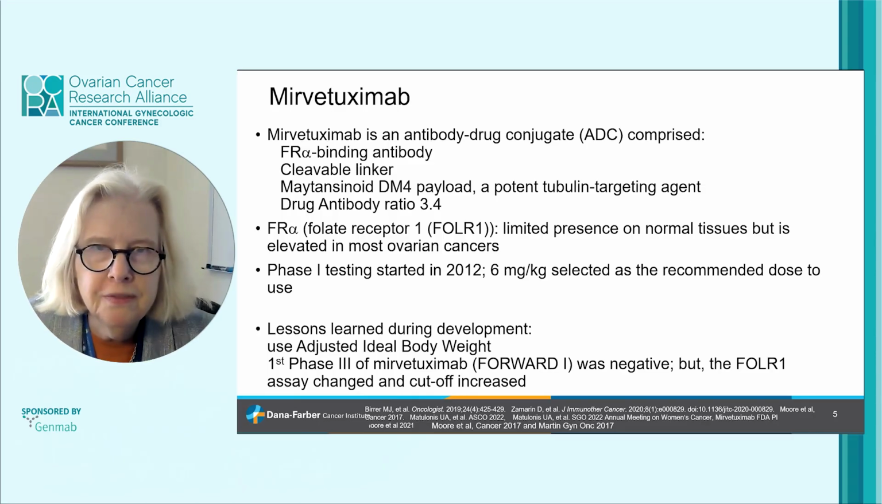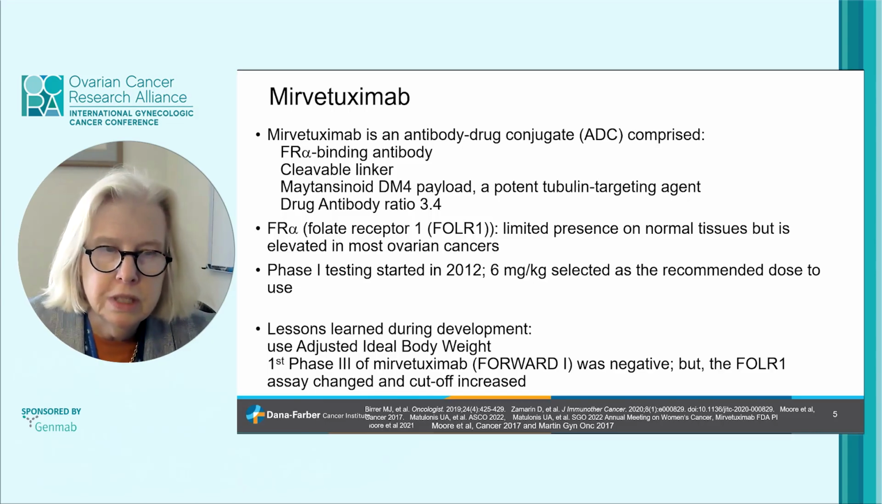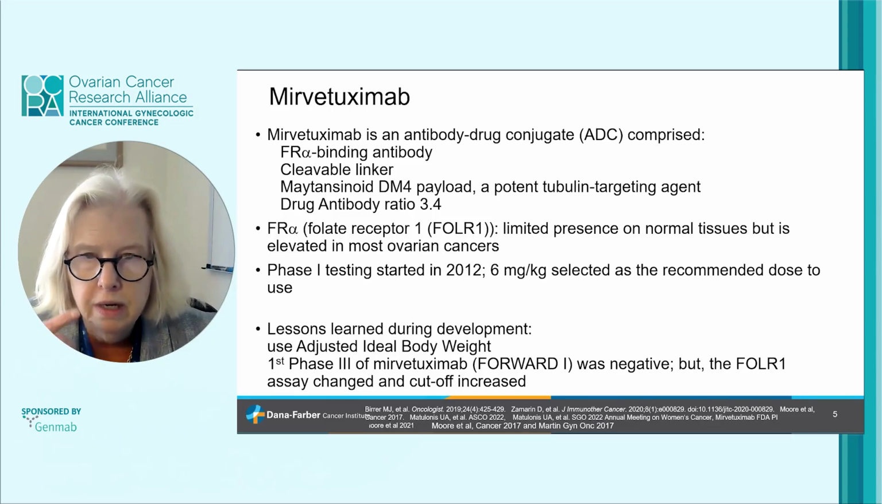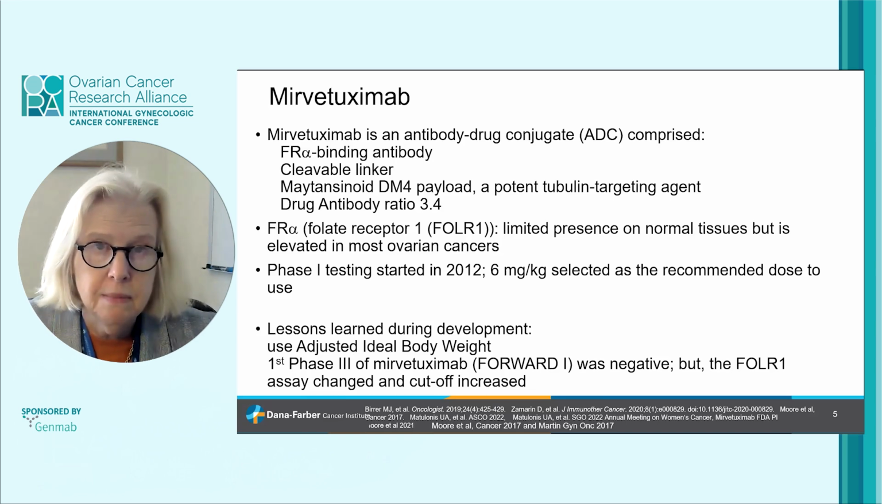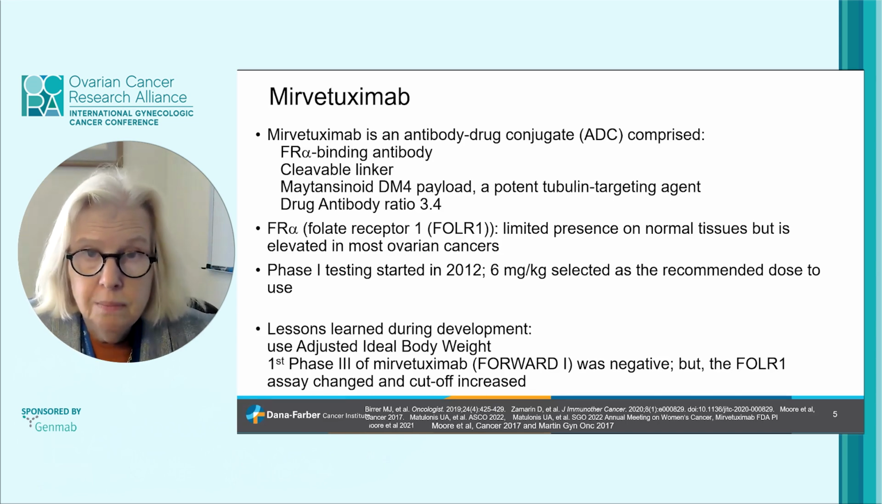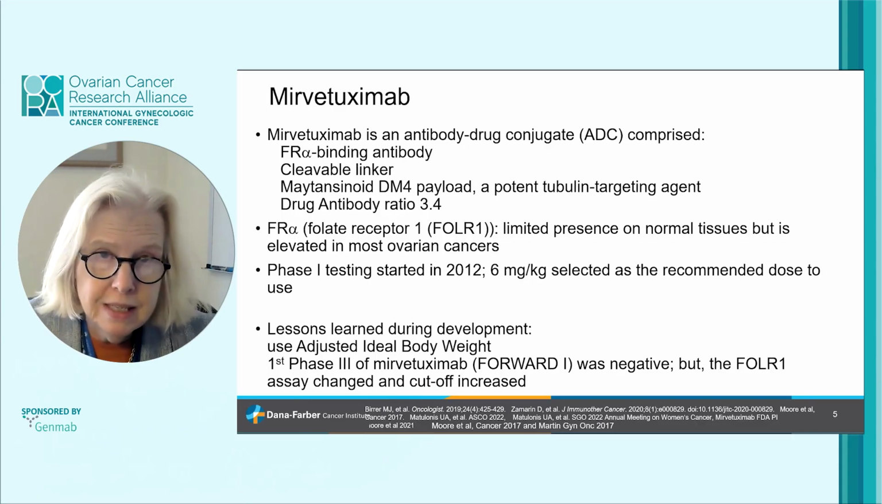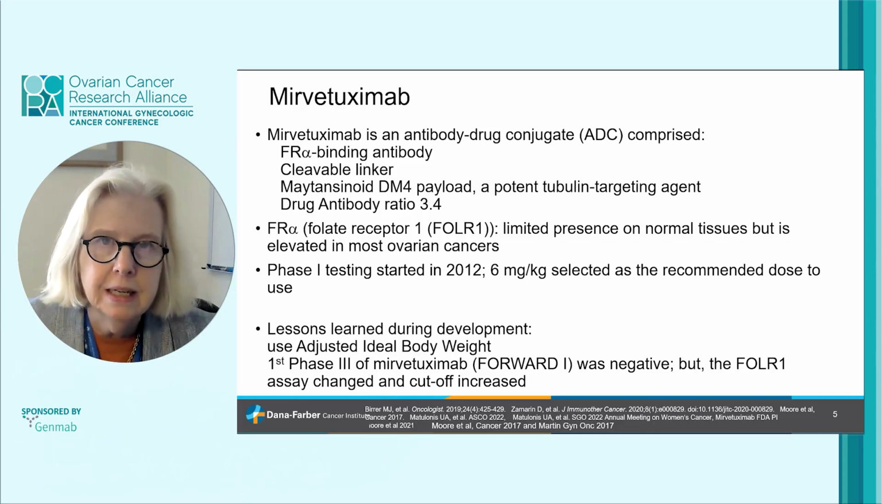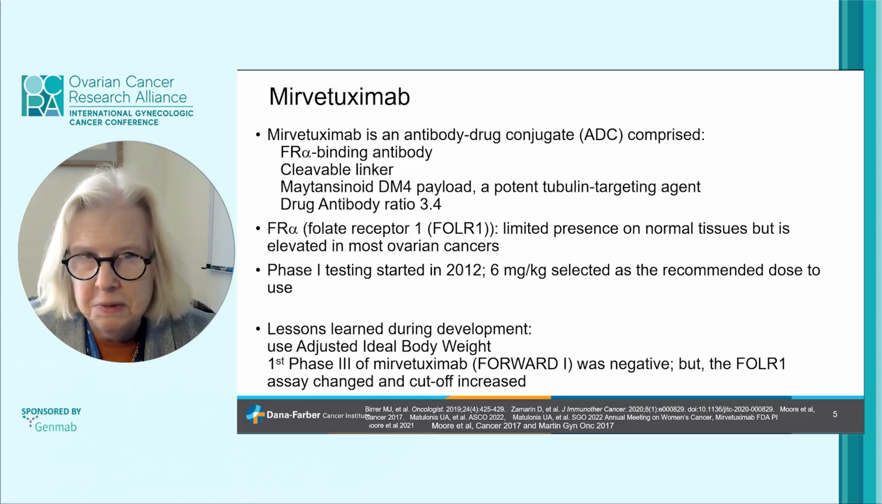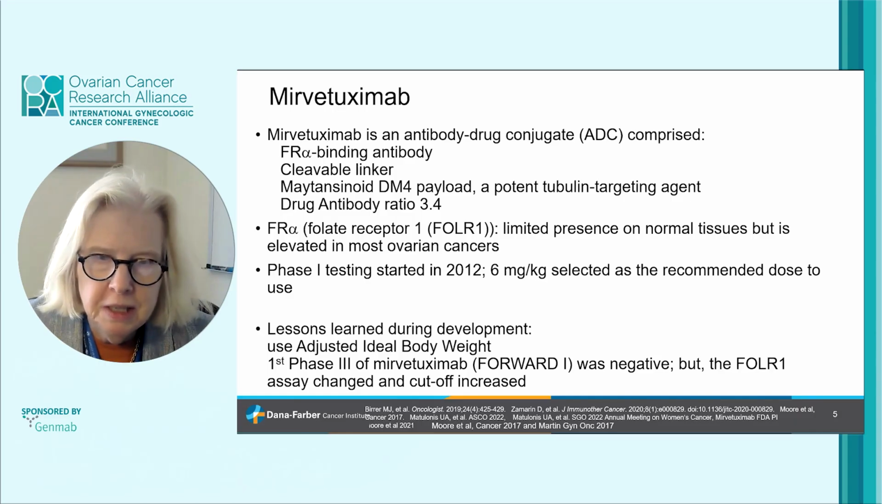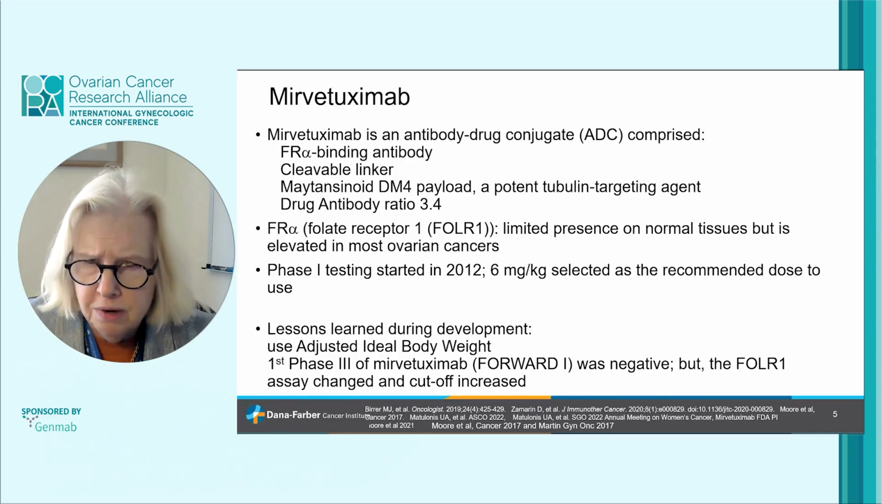We know that FOLR1, or FR alpha, has very limited presence on normal tissues, which is a good thing because you don't want the antibody-drug conjugate targeting normal tissue. But it's elevated in most ovarian cancers. All of the initial testing of mirvetuximab was done in high-grade serous ovarian cancer, but we're learning that other histologies also have high levels of folate receptor alpha. The phase 1 testing started, believe it or not, back in 2012. So it's taken nearly a decade to get this drug from phase 1 testing to an accelerated approval in 2022. 6 milligrams per kilo was selected as the recommended dose, and we'll talk a little bit more about that.